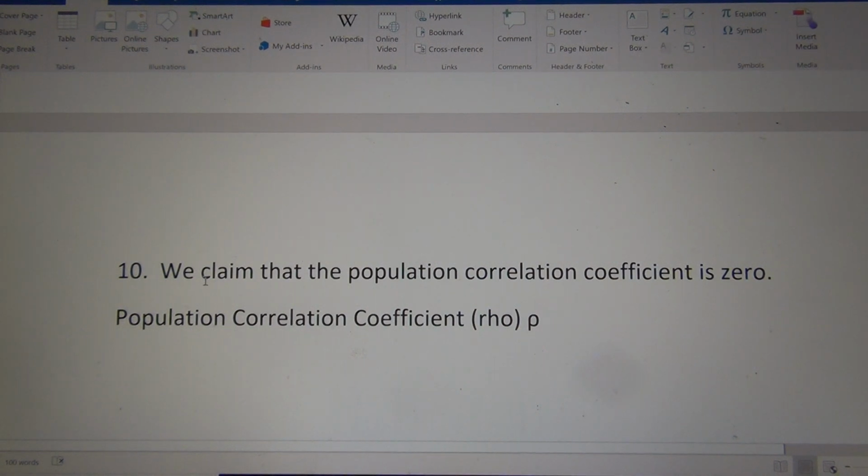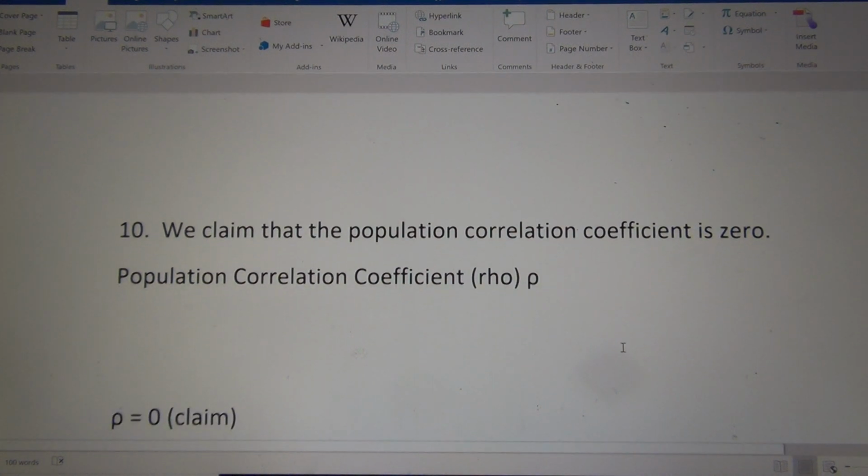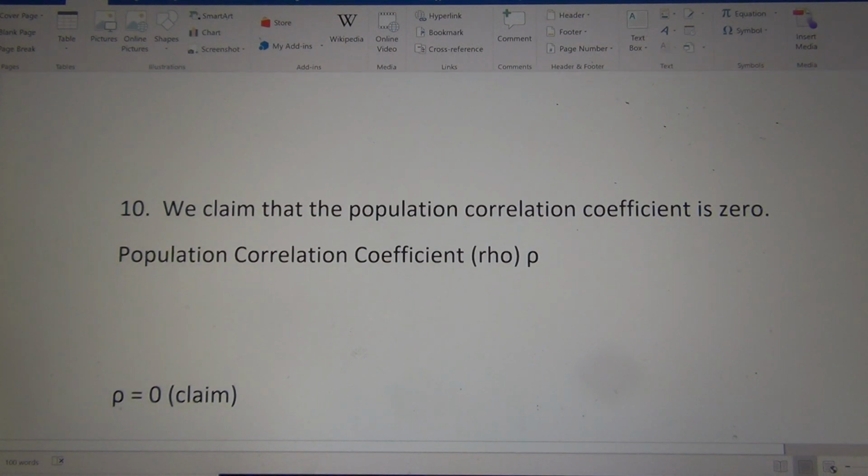Okay, so it looks like our claim is that rho is 0, right? It doesn't say less, doesn't say greater, doesn't say at least or at most. It just says rho is 0. So that's going to be my claim. So I'm going to write rho equals 0, and that's going to be my claim.